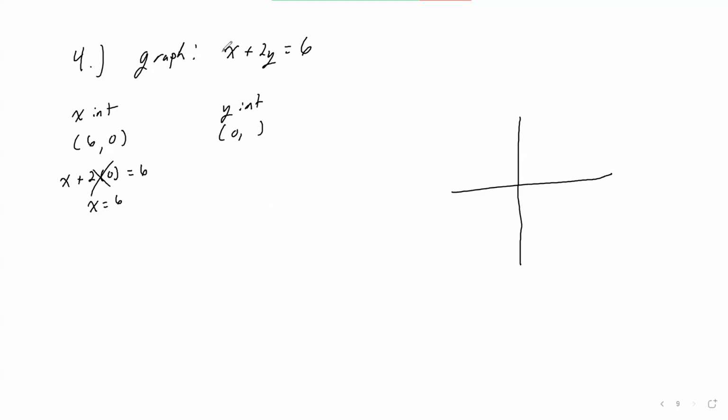So on this one here, I now know the x is 0. So this becomes 0 plus 2y equals 6. Do I need the 0? Nope. So I got 2y equals 6. Divide by 2. And you get y equals 3. How do you graph 6 comma 0?